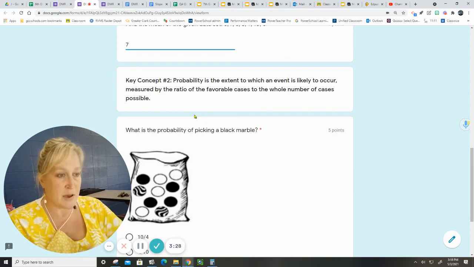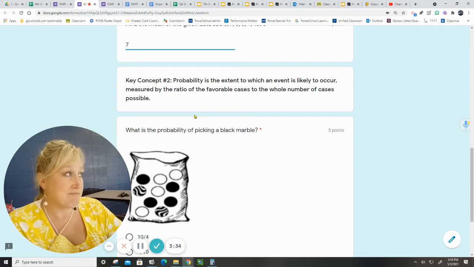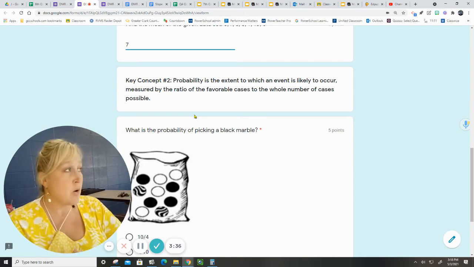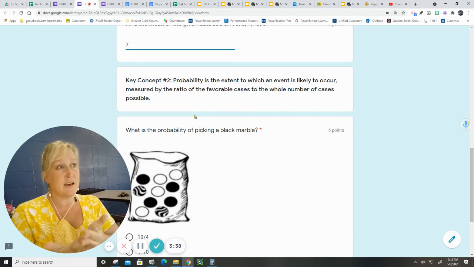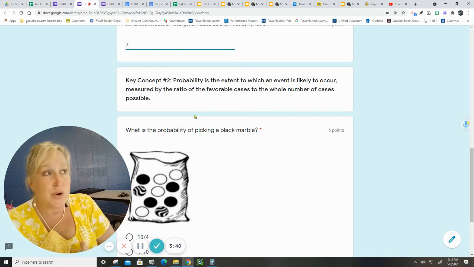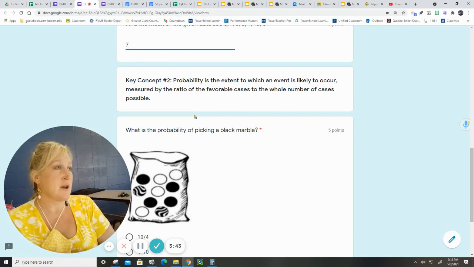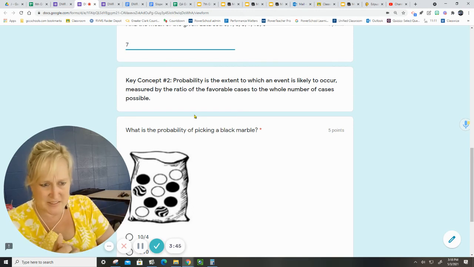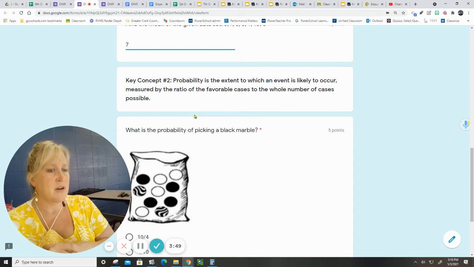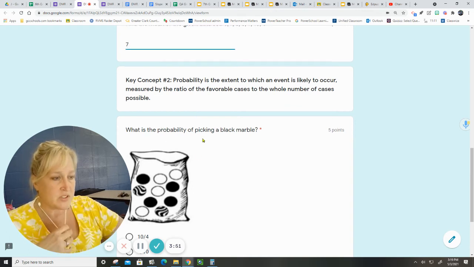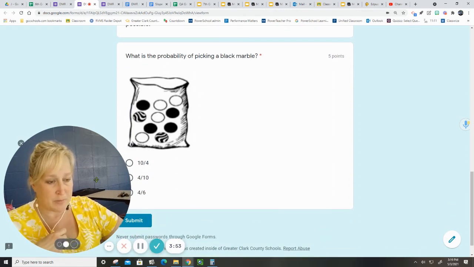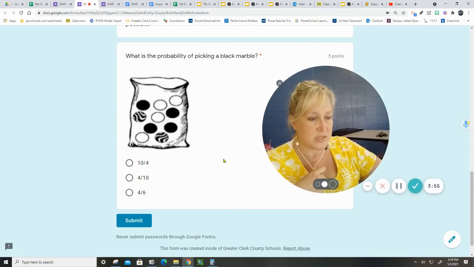The key concept for number 2 is probability. Now, students like probability because it's like going to the races or playing blackjack or playing poker or, I don't know what other type, rolling a dice. It's trying to figure out what's in your best odds. So what is the probability of picking a black marble? And it's giving you a couple of choices.